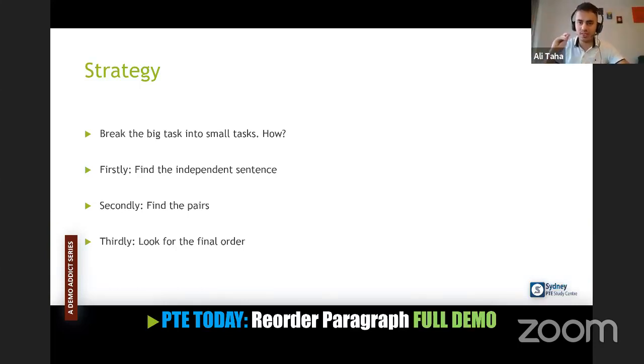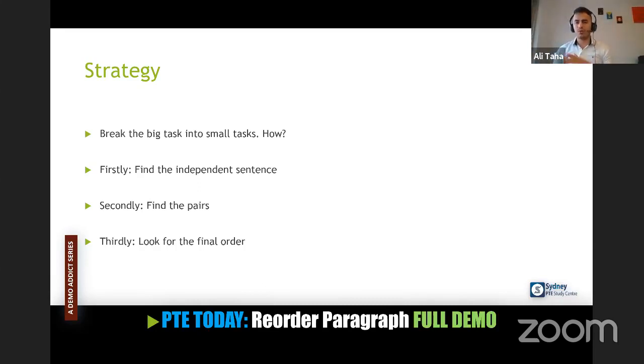If I need to extract a strategy from this definition, our TESOL experts have come up with a strategy based on it. My strategy says that to solve reordered paragraph, you need to break the big task into small tasks. How? First step, all the time, you need to find the independent sentence, the topic sentence. You find it, you take it, and you put it over there in the answer box. The second step, you need to find the pairs.